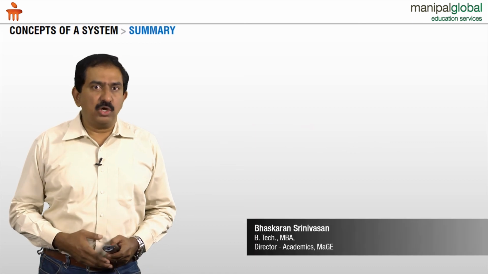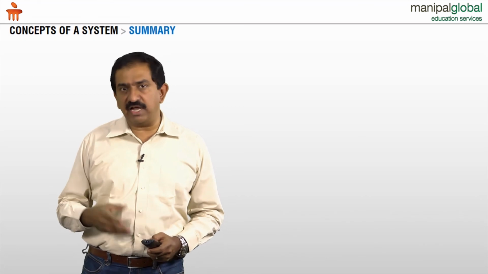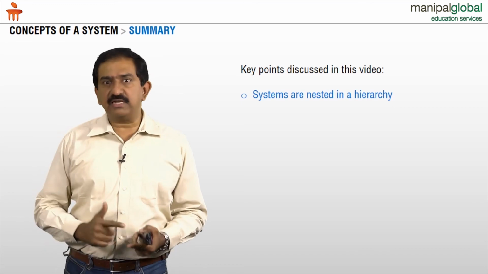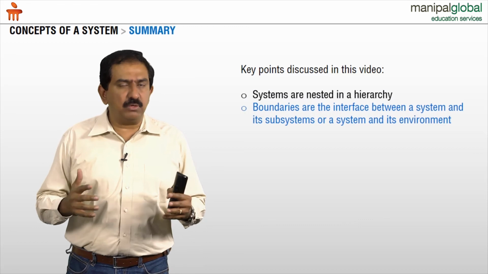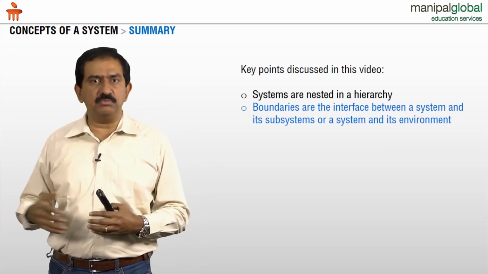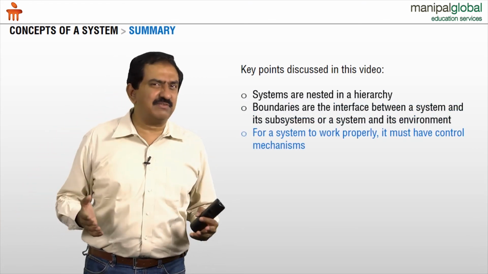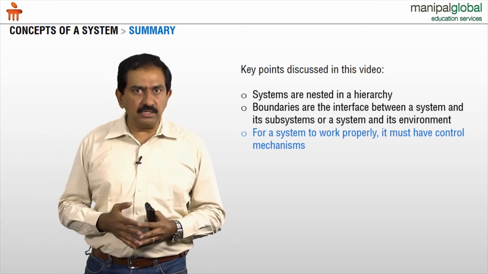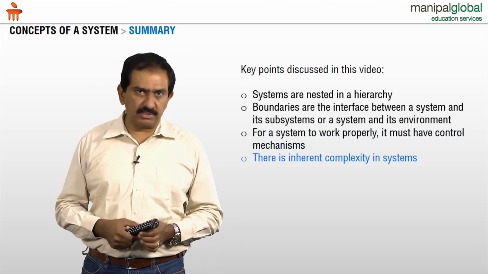In summary, we have spoken about 4 concepts that will help you define a system. The fact that systems are nested in a hierarchy, the fact that the boundaries of a system and the interface of that boundary with the environment causes friction and causes stability or instability in a system. The concept that for a system to work properly, it must have some form of control mechanism, cybernetics. And the final concept that systems are inherently complex.